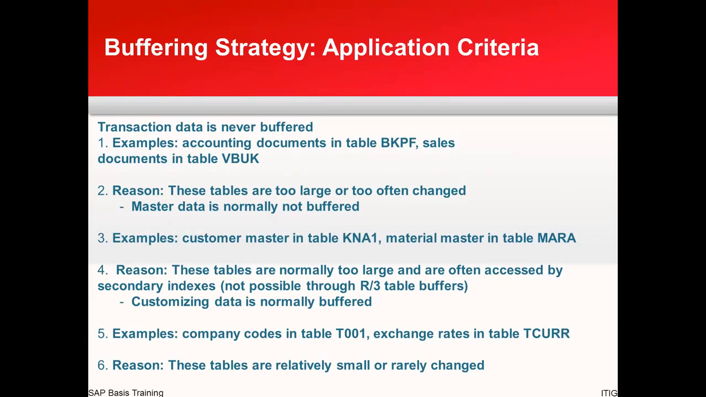Okay, then for the application, here we saw the technical criteria, now application criteria. Main thing is transaction data is never buffered. For example, accounting documents in table BKPF, sales documents in VBUK. The reason is these tables are too large or too often changed. Master data is normally not buffered. Examples: customer master in table KNA1, material master in MARA. The reason is these tables are normally too large and are often accessed by secondary indexes. Tables like T001 and the exchange rate table TCURR are buffered because they are relatively small or rarely changed.